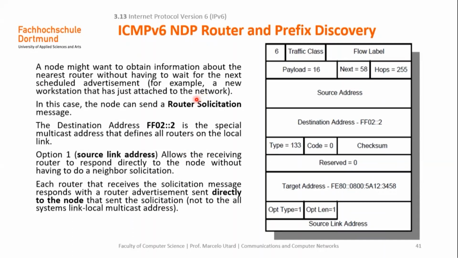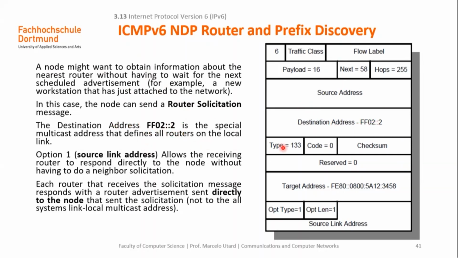And in fact, there is another ICMP message that could be used. A node might want to obtain information about the nearest router without having to wait for the next scheduled advertisement, for example, a new workstation that has just attached to the network. In this case, the node can send a router solicitation message. The destination address is a special multicast address that defines all routers on the local link.